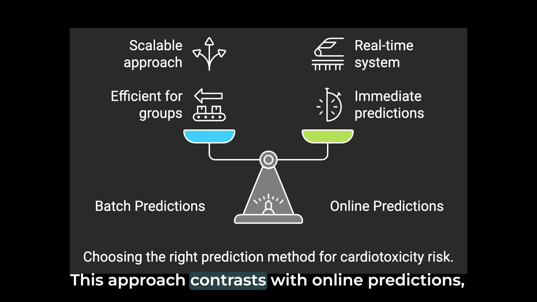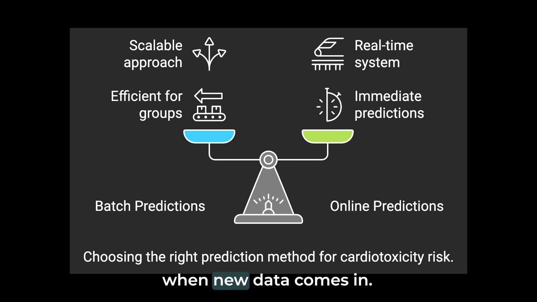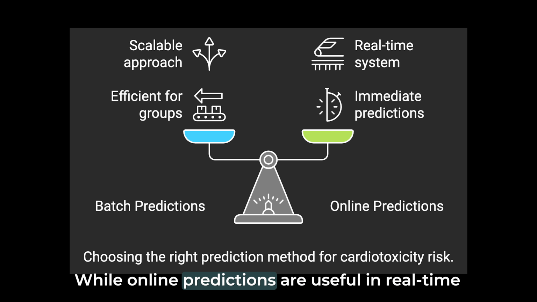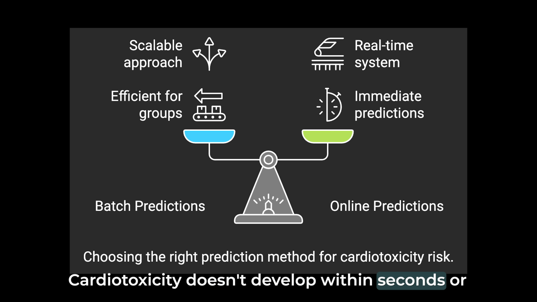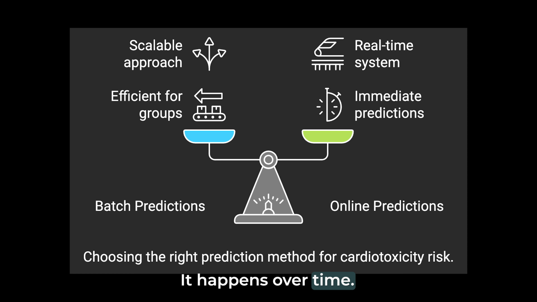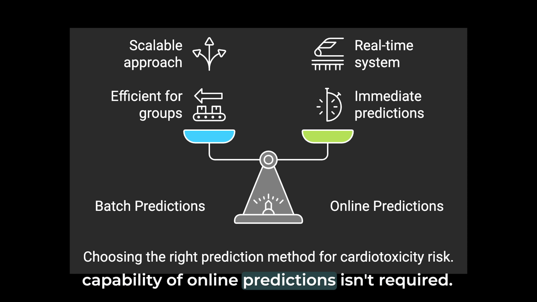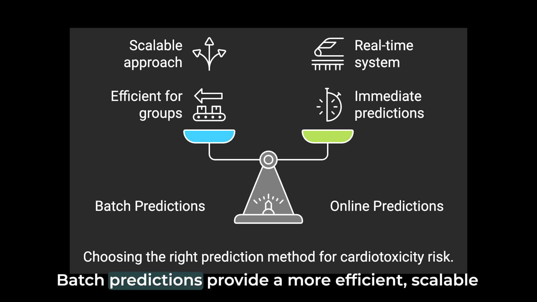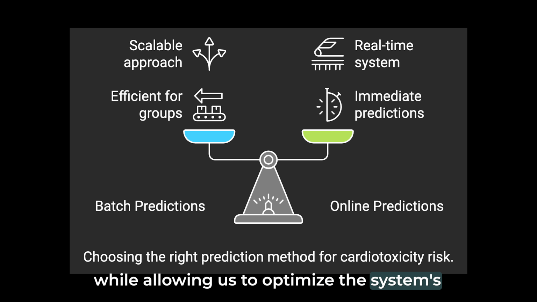This approach contrasts with online predictions, where each prediction is generated immediately when new data comes in. While online predictions are useful in real-time systems, they aren't necessary for this project. Cardiotoxicity doesn't develop within seconds or minutes of chemotherapy administration. It happens over time. As such, the immediate, on-demand prediction capability of online predictions isn't required. Batch predictions provide a more efficient, scalable approach for handling large groups of patients while allowing us to optimize the system's performance.